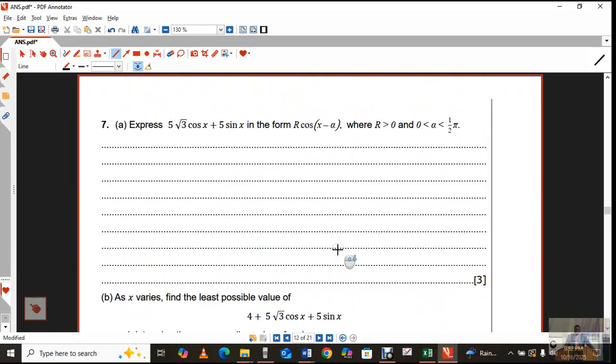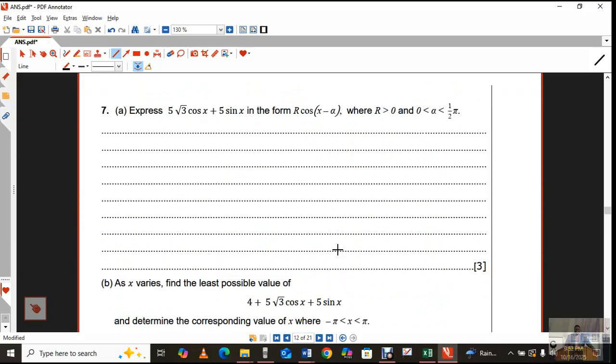Okay, let's go to question 7, the harmonic or the R formula. They say express 5 root 3 times cos x plus 5 sine x in terms of r cos of (x minus alpha), where alpha is an angle between 0 and half pi radians. It means your calculator should be set in radian mode.